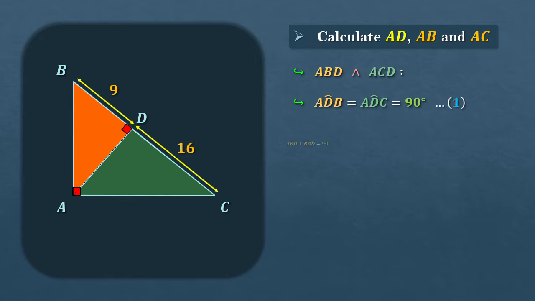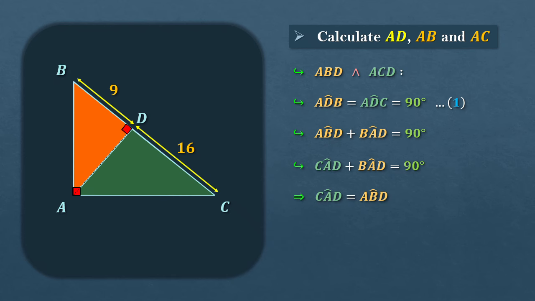In triangle ABD, the sum of the measures of angles ABD and BAD is equal to 90 degrees. In triangle ACD, the sum of the measures of angles CAD and BAD is equal to 90 degrees. From these two equalities, we deduce that the measure of angle CAD is equal to the measure of angle ABD. We note this as equality number 2.